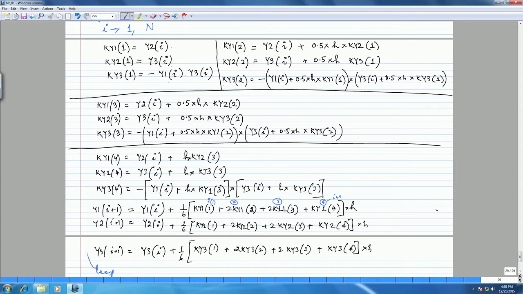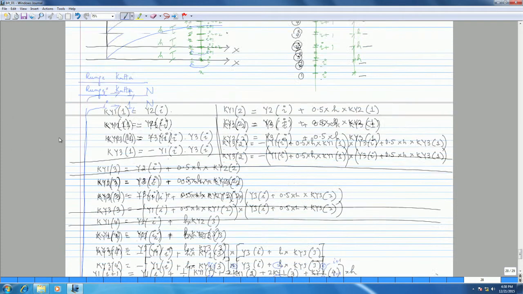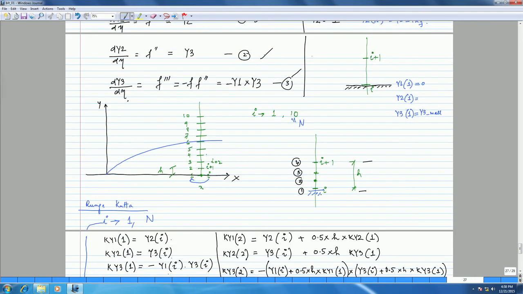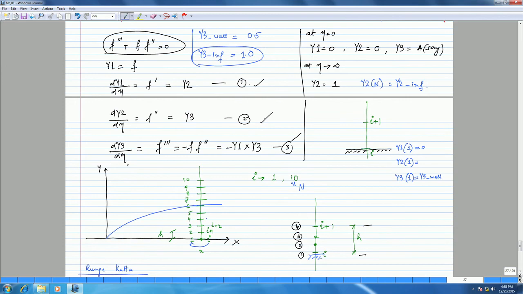So you loop this through, right? If you go from I to n, you start from 1, and you will do this entire thing as you go from each step. So you start out at the wall, and then you go towards the free stream, right, and then you use this boundary condition. So that's exactly what we do in terms of the Runge-Kutta.